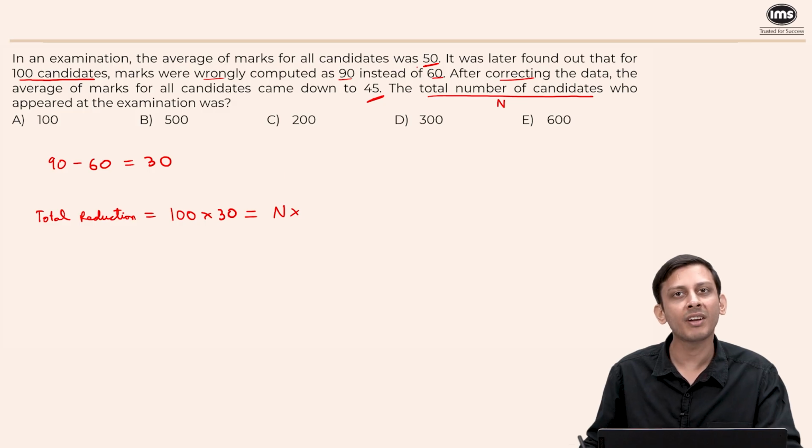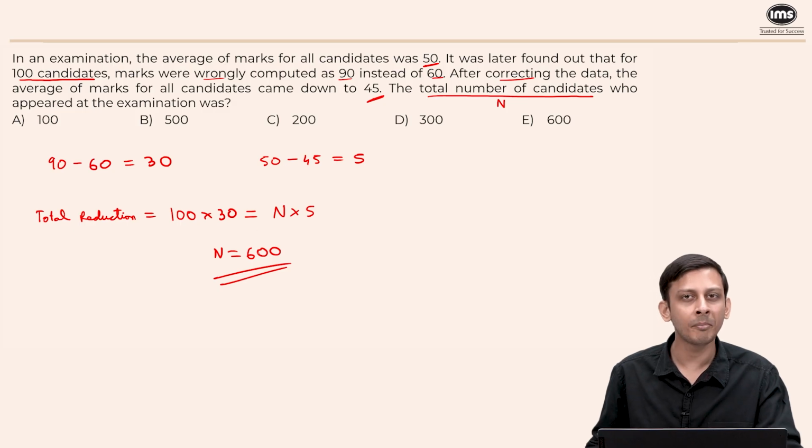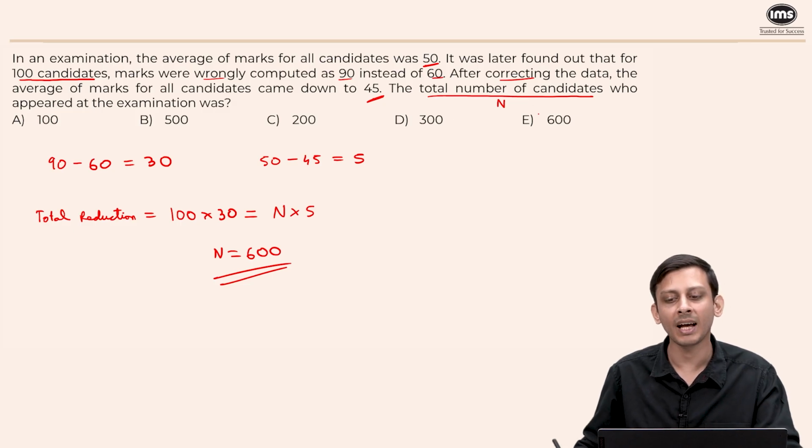So by how much is the average decreasing? From 50 to 45, it is decreasing by 5. So for all the n candidates, the average is decreasing by 5. So the number of candidates into their decrease in average will give us the total decrease, the total reduction. And now we can solve this equation and we will get that n is equal to 600. Ultimately a simple calculation if we solve it logically instead of using the formulas very technically. And therefore the answer is option E.